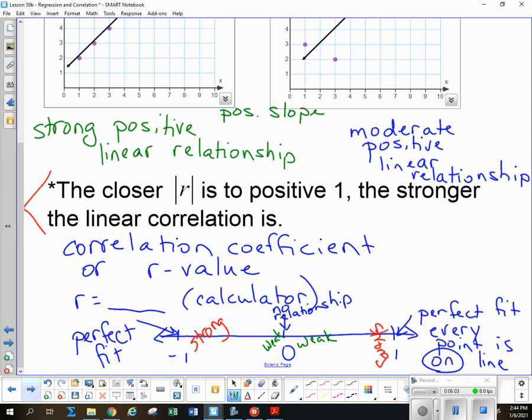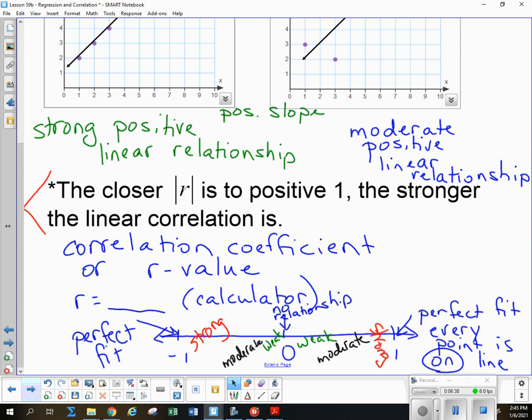And if my R is somewhere in the middle, I'd say it's a moderate relationship. And we'll get a little bit more specific with that on the next slide. But R is going to be a number we get from the calculator. If it's positive or negative 1, it's a perfect fit. Every dot is on the line. If it's close to 1 or -1, the dots are pretty close to the line, like in my first picture up at the top. And if they're kind of in between, then it's a moderate one.